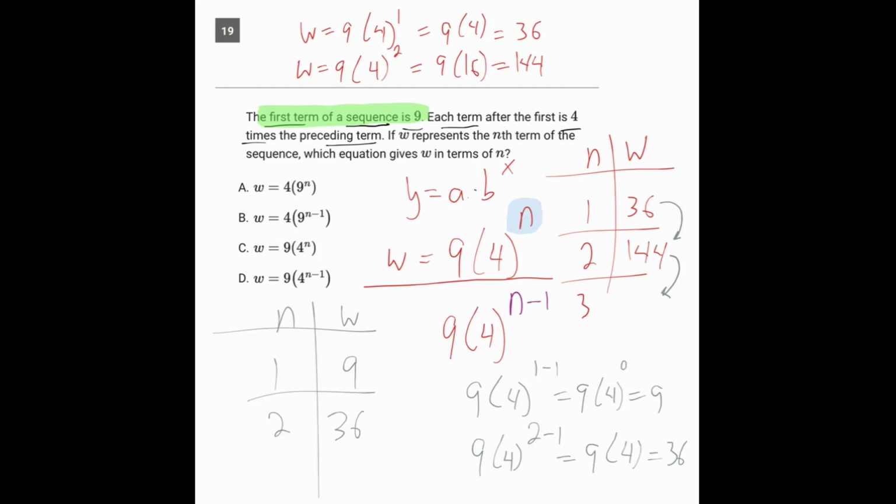So by taking that exponent of n and making it n minus 1, we've made it happen the way it's supposed to happen, which is that the first term was supposed to be 9 right here. And so which answer matches this equation? 9 times 4 to the n minus 1. Answer choice D.